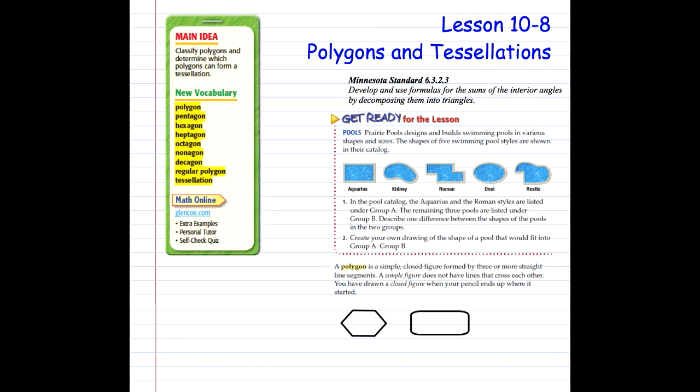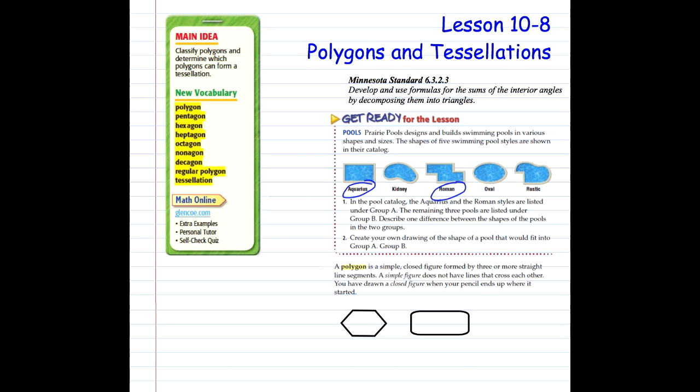This is lesson 10.8, polygons and tessellations. Prairie Pools designs and builds swimming pools in various shapes and sizes. The shapes of 5 swimming pool styles are shown in their catalog. In the pool catalog, the Aquarius and the Roman styles are listed under Group A. The Aquarius and the Roman.